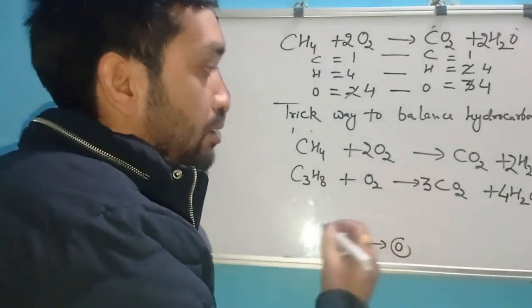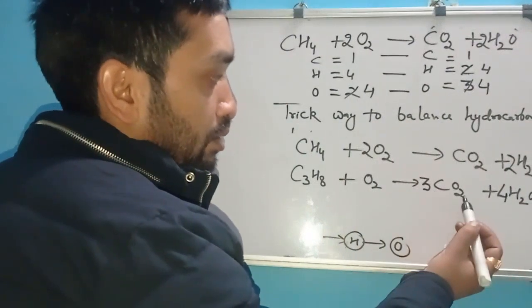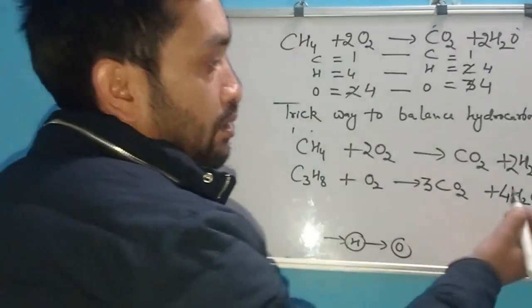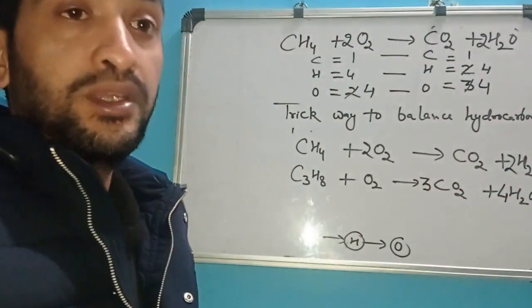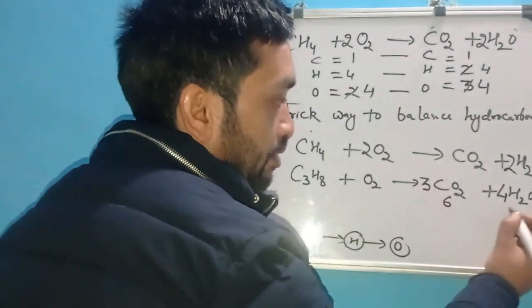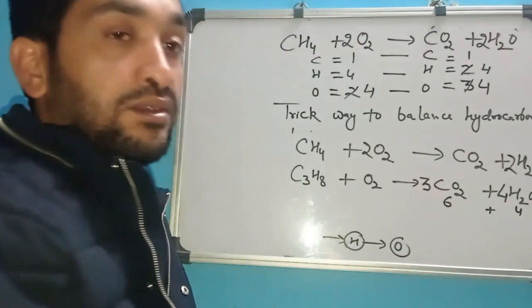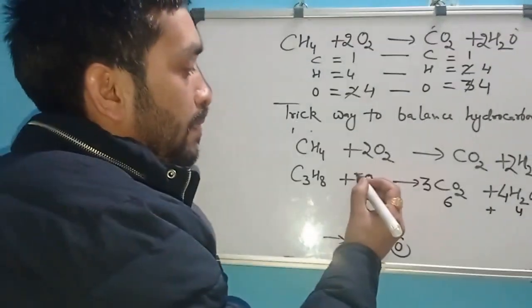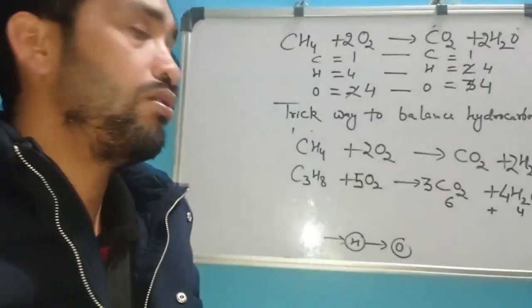Now go for oxygen. How many oxygen count? 3 into 2, that is 6. 4 into O means 4. How? 6 here, 4 here. Total 10. How can I make 2 into 10? By adding 5 here. So it is now balanced.